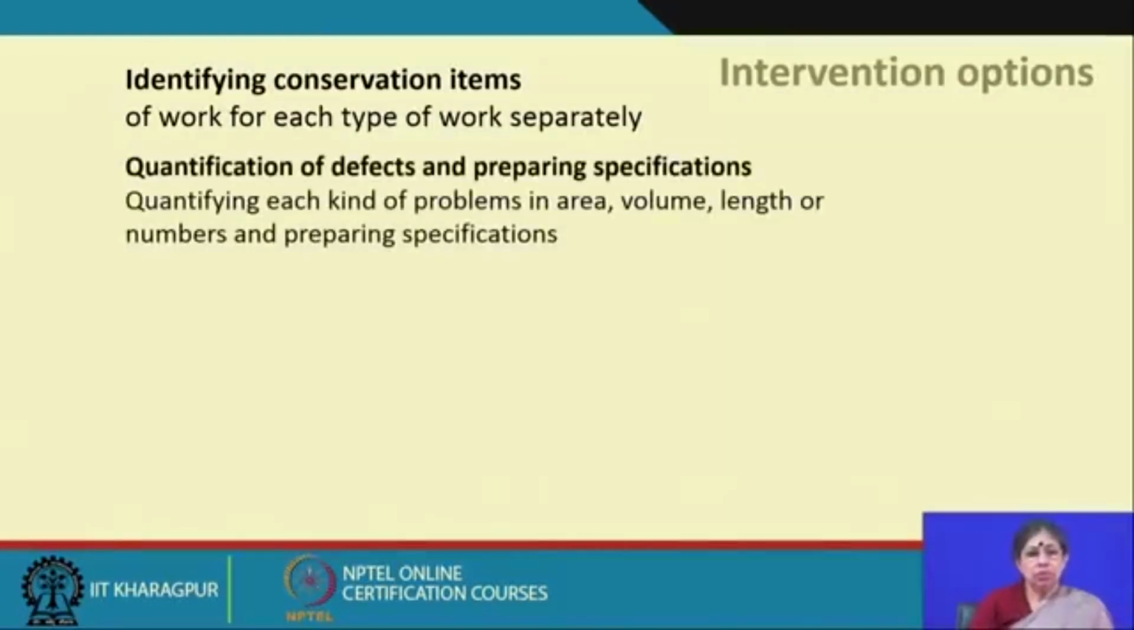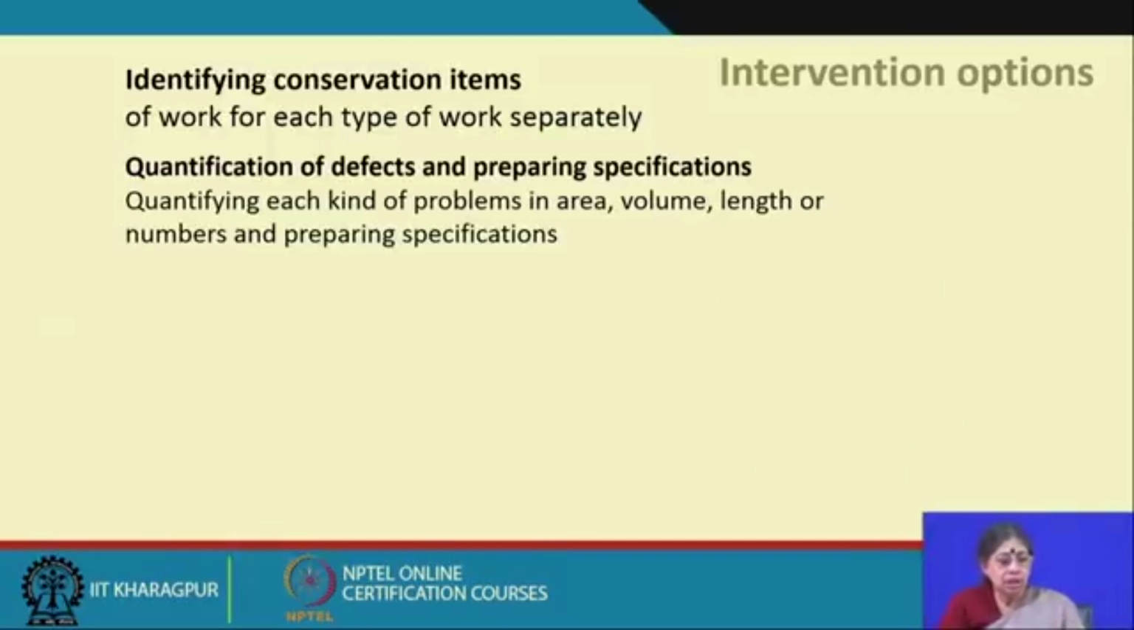Once we have done the measure drawing, we have understood the intervention or the causes of decay, and then condition mapping, then comes the question of what the intervention options are. As I say, there can be various intervention options, our thumb rule is minimum intervention. There are certain measures which have to be taken immediately, and there may be intermediate and then long term measures. So, these 3 types of measures have to be a part of any conservation document.